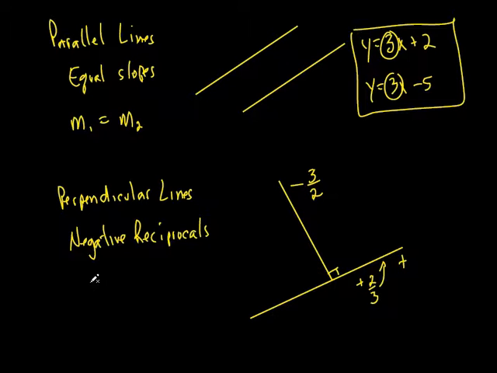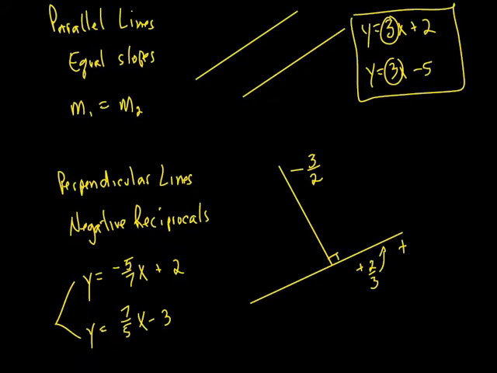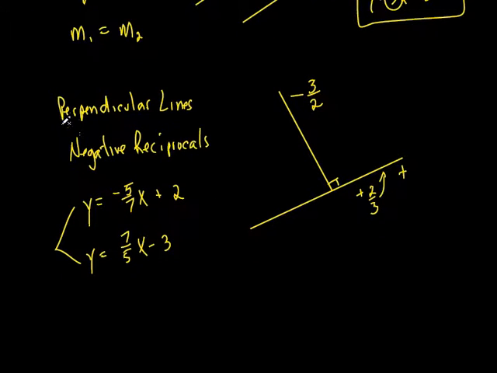So, for instance, if I gave you negative 5/7 x plus 2, and then I said y equals 7/5 x minus 3, look at these two lines right here. What could you tell me about those two lines? That they are what? Not parallel because they're not the same. They're perpendicular. Everybody see that? They're perpendicular because the slopes are negative reciprocals. One's negative, one's positive. This is 5/7 and this is the reciprocal of 5/7. It's 7/5. Does that make sense? Okay, so that should help you out a little bit.